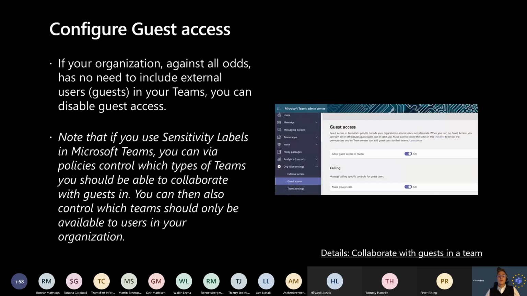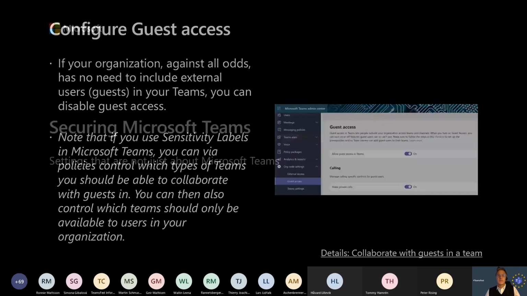If your organization has no need to include external users or guests in your teams, you can disable guest access. Please note that if you use sensitivity labels in Microsoft Teams, you can, via policies, control which types of teams you should be able to collaborate with guests in. And you can then also control which teams should only be available to users in your organization. We'll talk more about that soon.